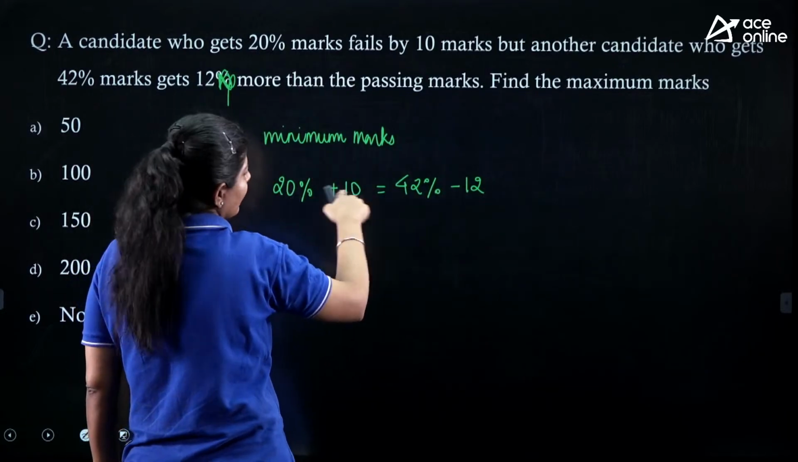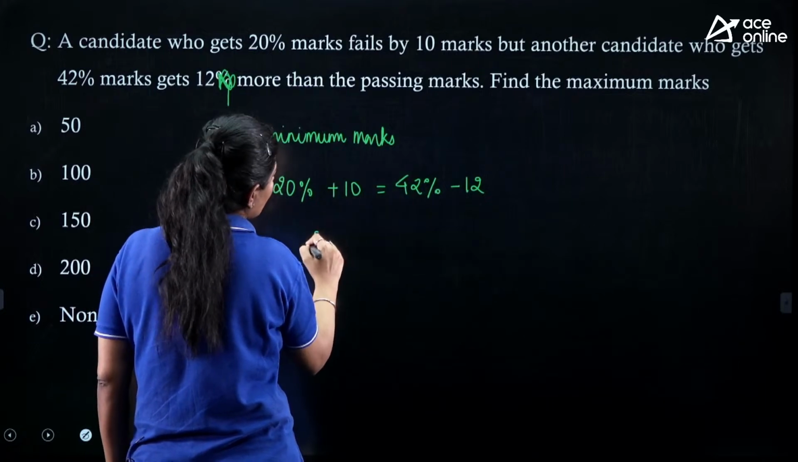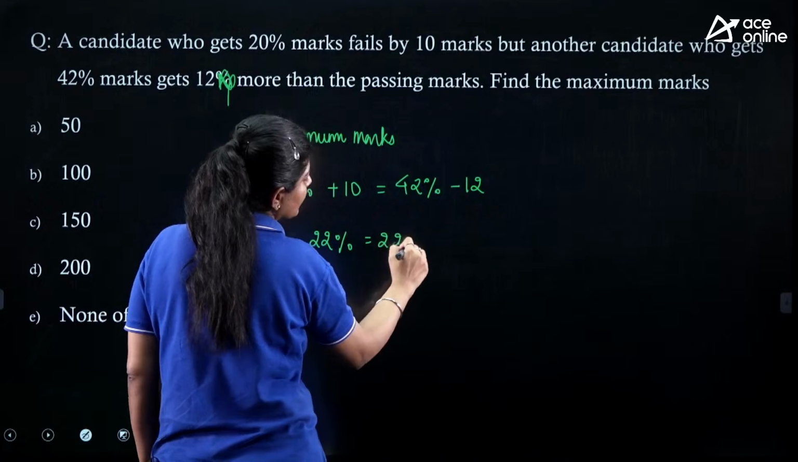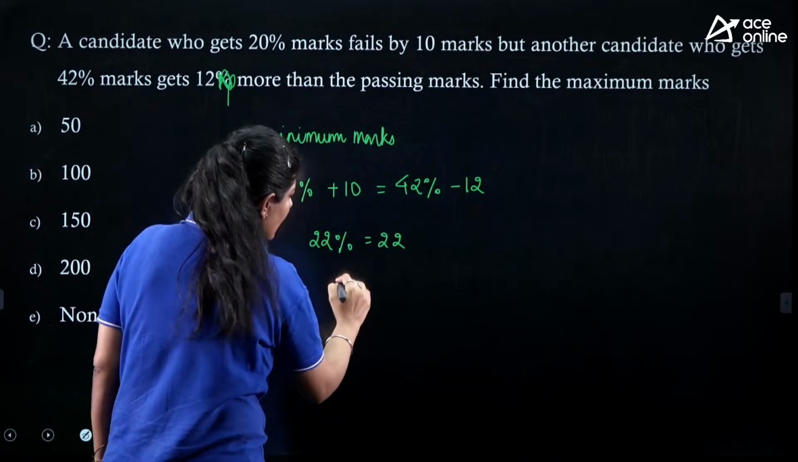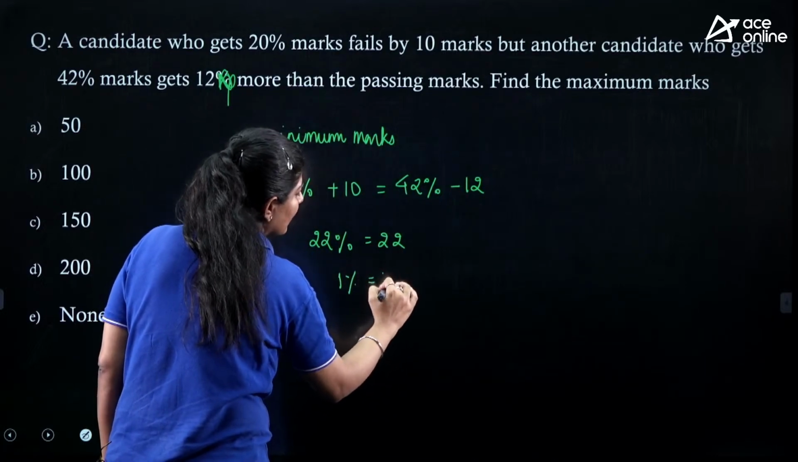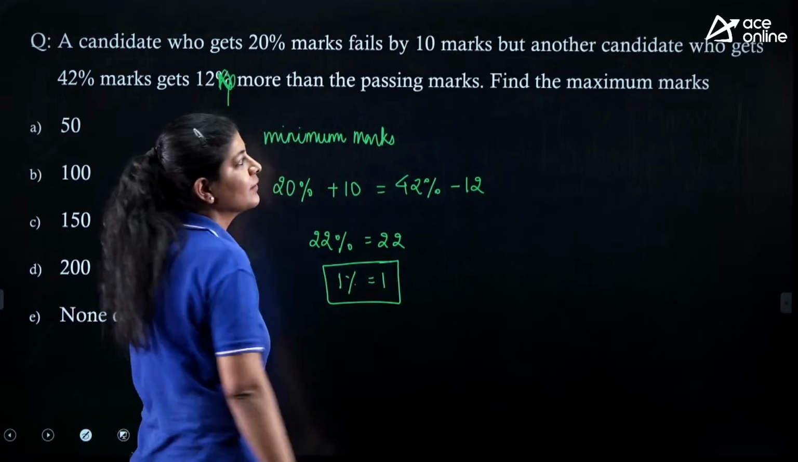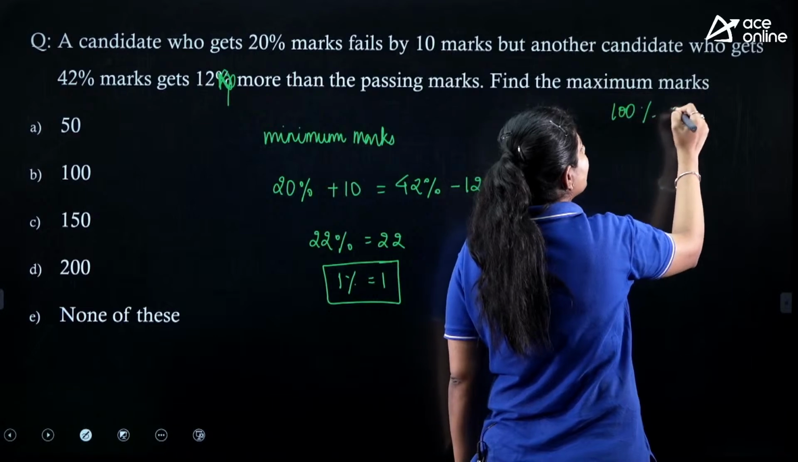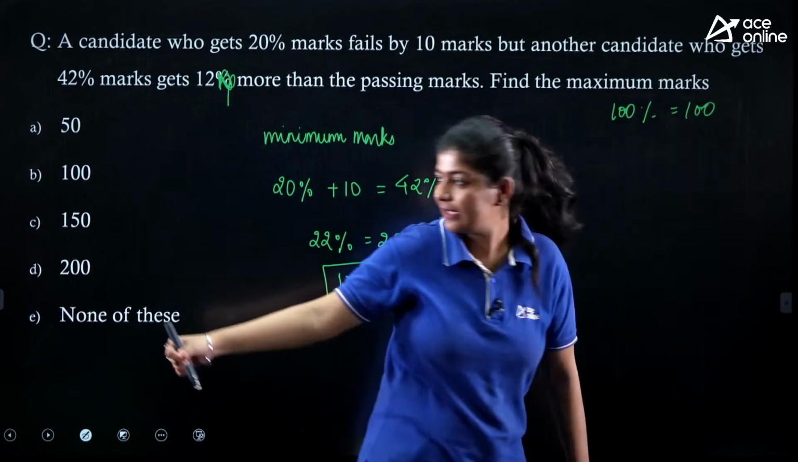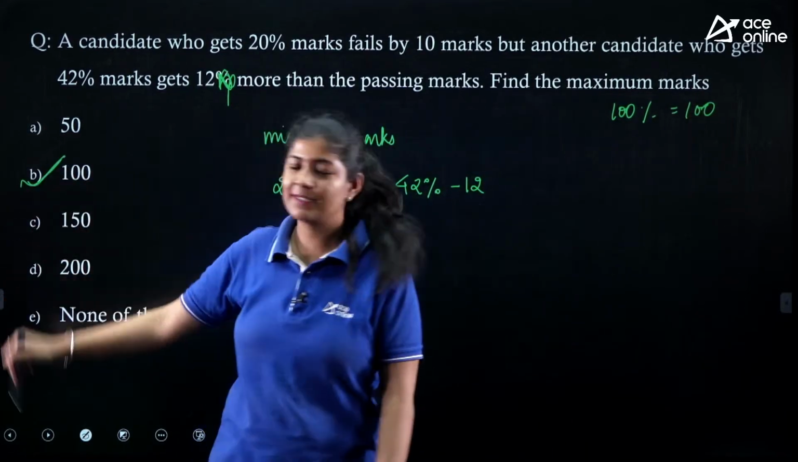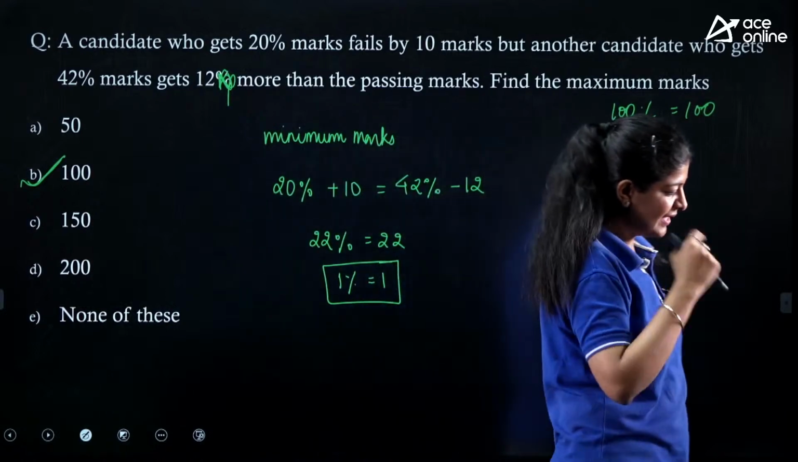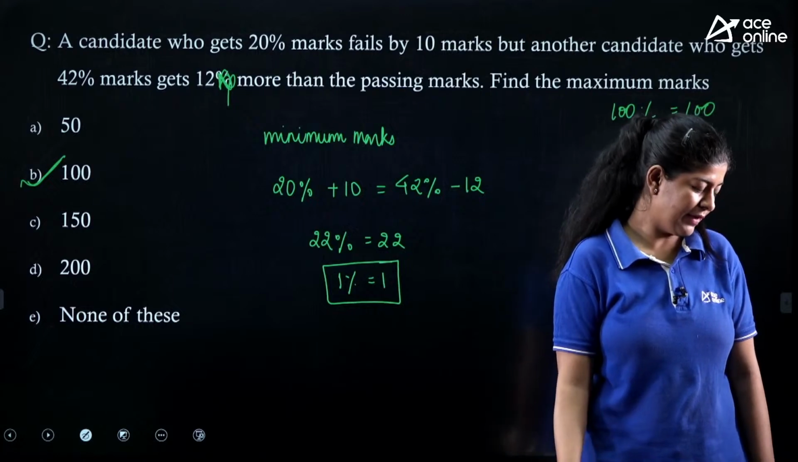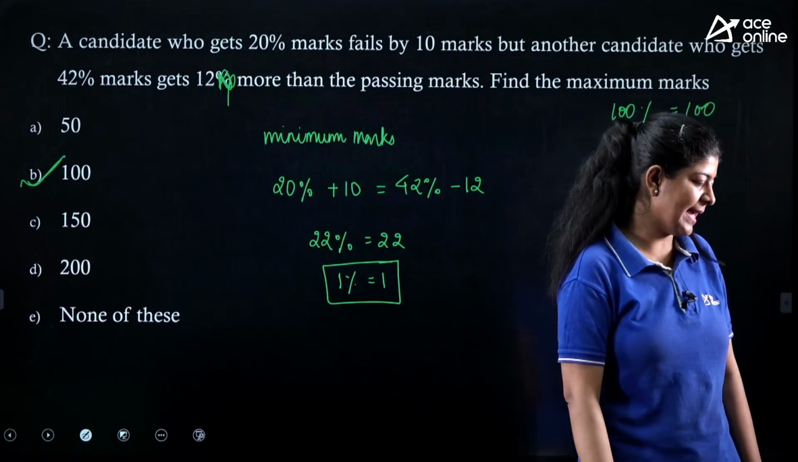We are just transferring the percent, and we got 22% is nothing but equal to 22 marks. So the value of 1% is nothing but 1 mark. So we need to find out the maximum marks, which is nothing but the 100%, and 100% should equal 100. Option number B is the correct one. It's a very easy one, right? Very good, Shweta, Fanboy, Sam and Rakesh.